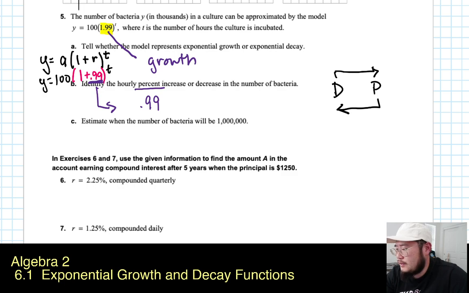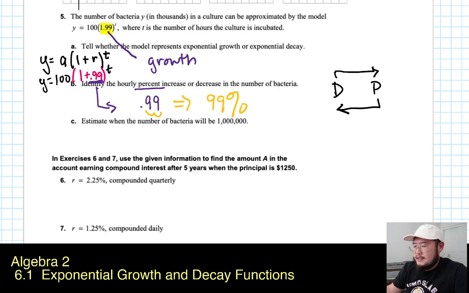Let's go ahead. We need to move our decimal point 2 spots to the right. And this will now yield 99%. That's quite a bit of increase, 99% right there. So that is the increase in our problem.